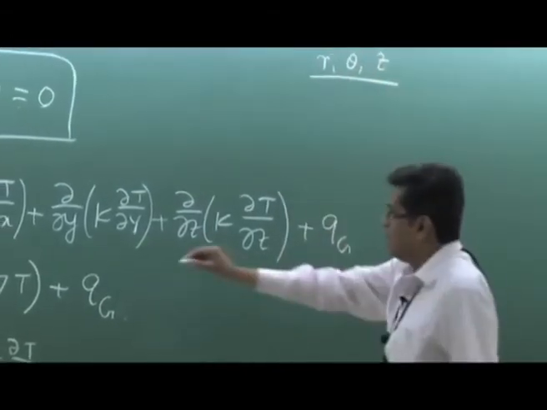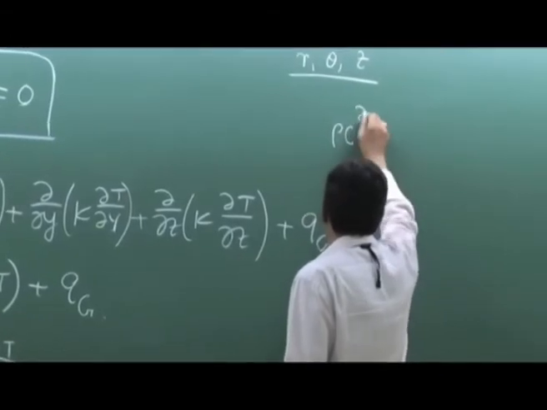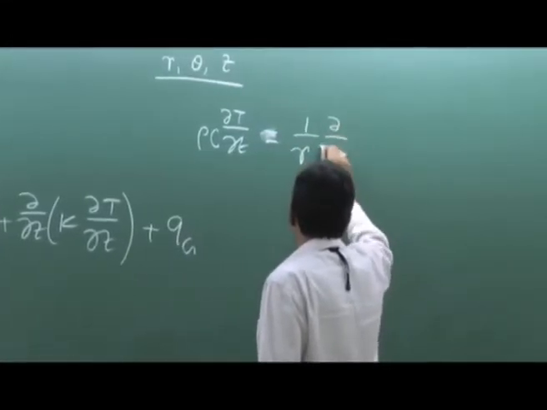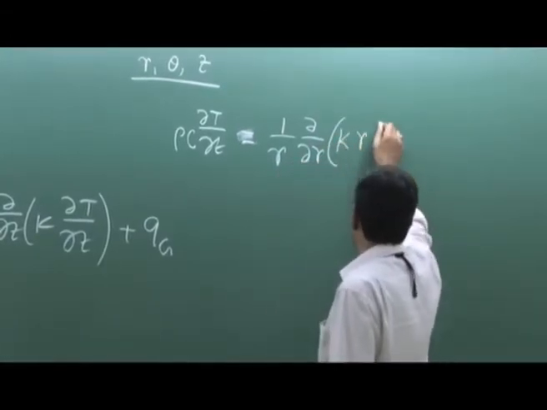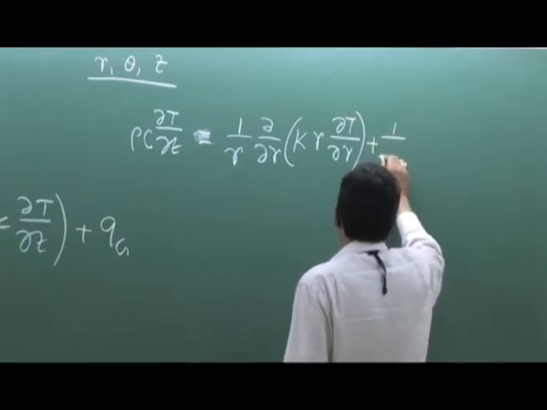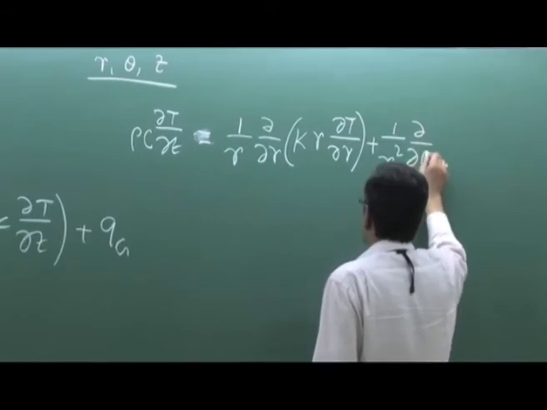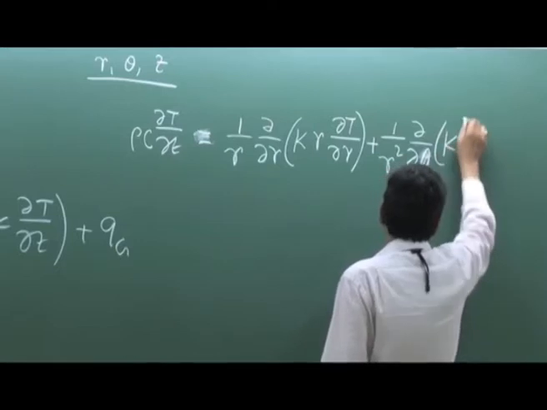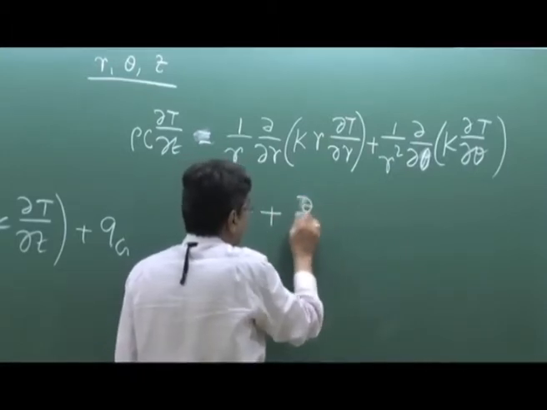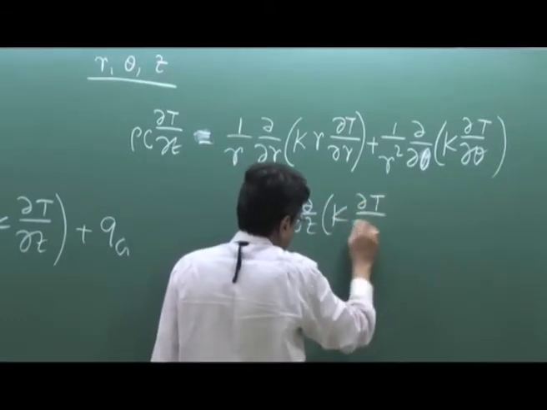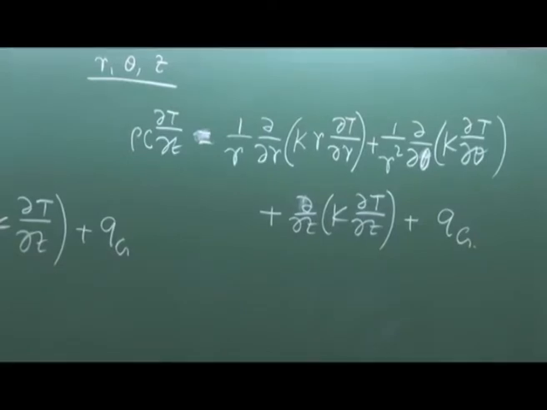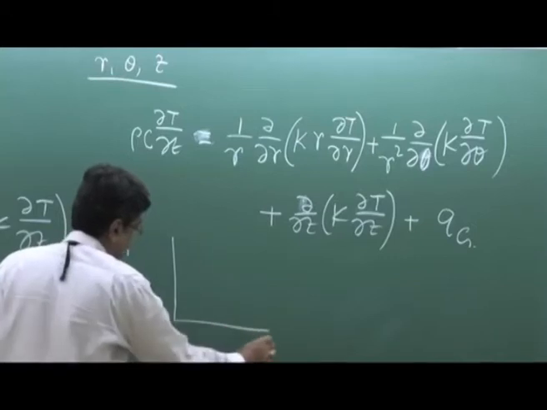if we write this divergence grad T, then it will be like this: rho c del T del t is equal to 1 by r, I think you know this thing, del del r of k r del T del r plus 1 by r square del del theta of k del T del theta plus del del z of k del T del z plus qg.